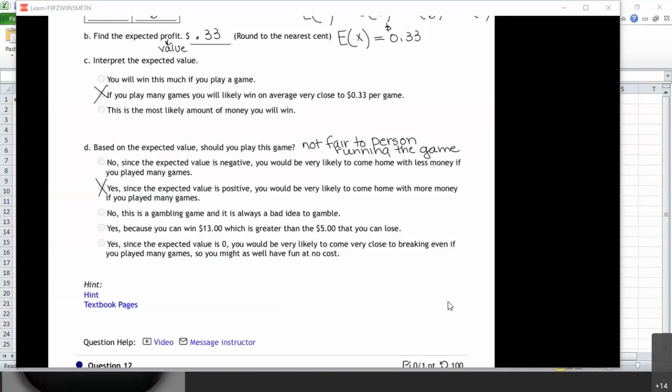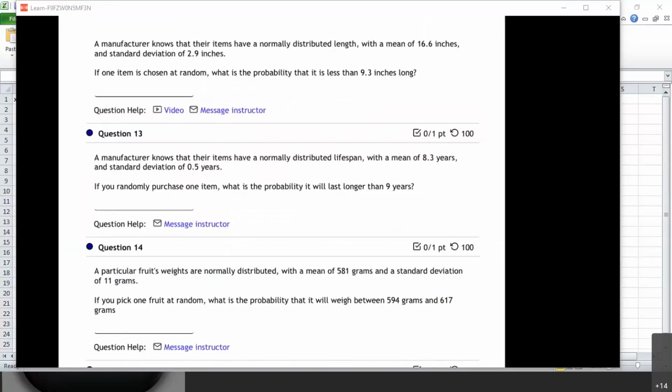Question 12. A manufacturer knows that their items have a normally distributed length with a mean of 16.6 inches and a standard deviation of 2.9. This is for the population. If one item is chosen at random, what is the probability that it's less than 9.3 inches? So, smaller than. I've put information here that will help you answer the problem.